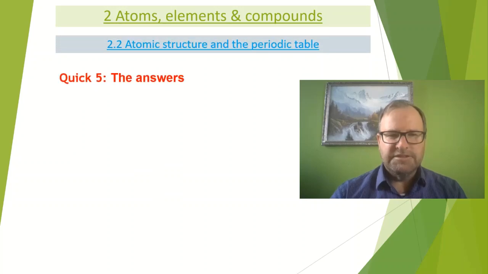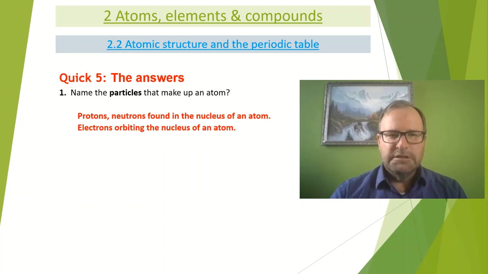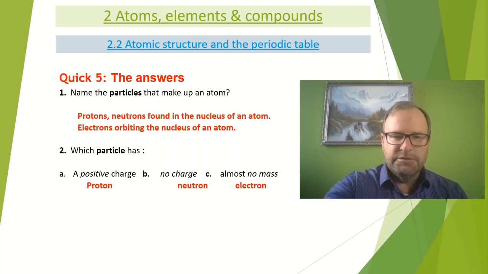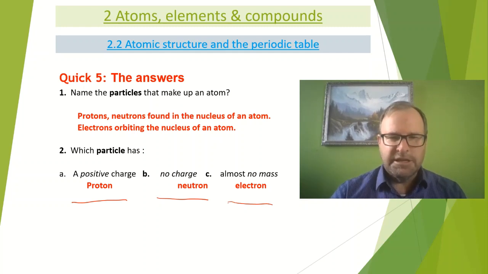Okay, here are the answers. I hope you've gone through it. Number 1, name the particles that make up an atom. You've got protons and neutrons that are found in the nucleus of an atom, and you've got electrons orbiting the nucleus of an atom in the form of electron shells. Number 2, which particle has a positive charge? That'll be a proton. Which has no charge? That's a neutron. And which has almost no mass? That's an electron.